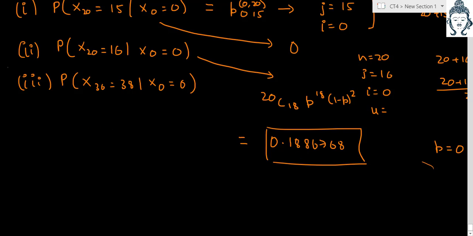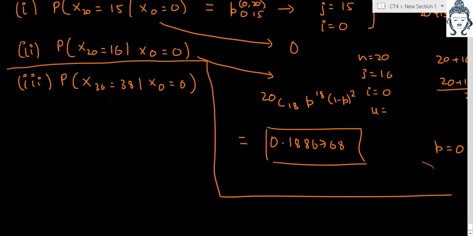Okay, so we have solved 2 parts already. Let's check the last one. So this is the probability of getting from 0 to 38. I am in 0 at time 0 and I want to get to 38 at time 36, right? So this is the probability that I want. This can be written as the probability of getting from 0 to 38 from time 0 to 36, right?